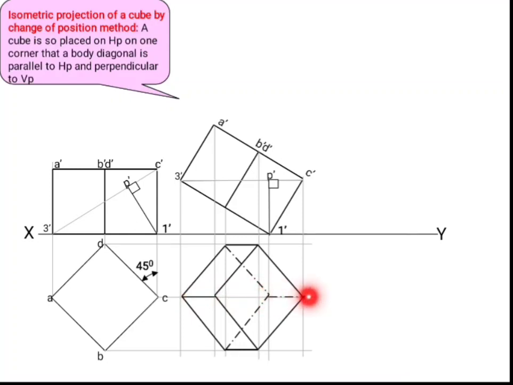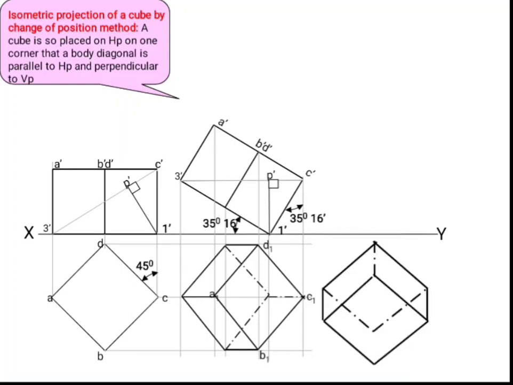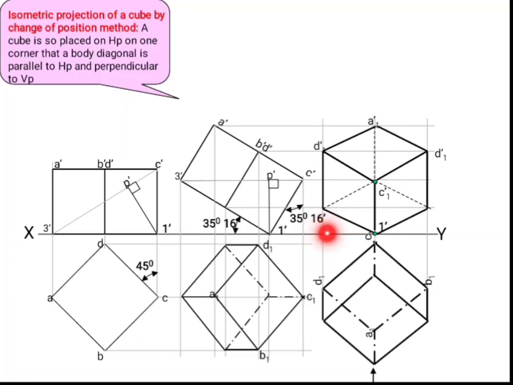Now I am making this 3-C diagonal perpendicular to the vertical plane. That is, I am rotating this plan in such a way that this diagonal 3-C is perpendicular to the vertical plane. And now I am drawing the vertical projectors and drawing the corresponding elevation. The axes are equally inclined at 35 degrees 16 minutes to the vertical plane. Now this is the isometric projection of the cube. Inclination of these edges is 30 degrees with the horizontal plane. The view of the object kept inside this transparent box can be called isometric projection.